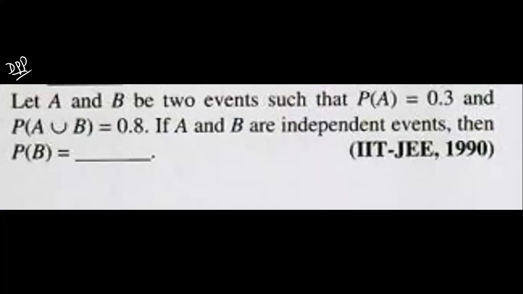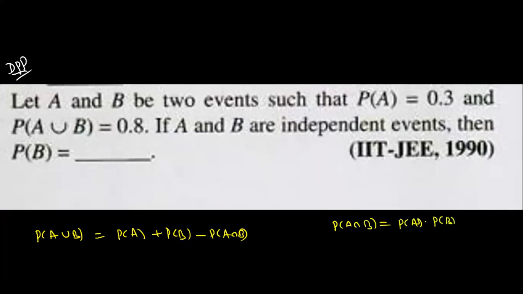Yes, doubt is there, no doubt. Okay. What is simple here? It's the total addition theorem. P of A or B means what is the formula? P of A plus P of B minus P of A intersection B. Independent events means what? P of A intersection B is equal to P of A into P of B, since A and B are independent events. No doubt. Okay. Apply this formula, you can get the answer.